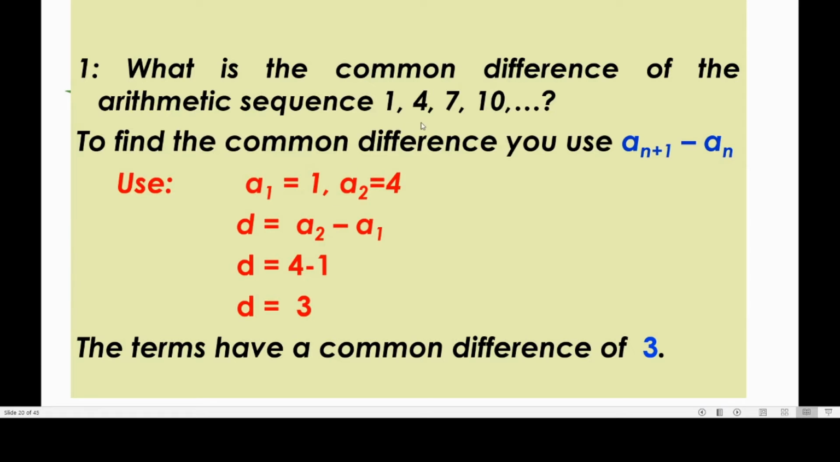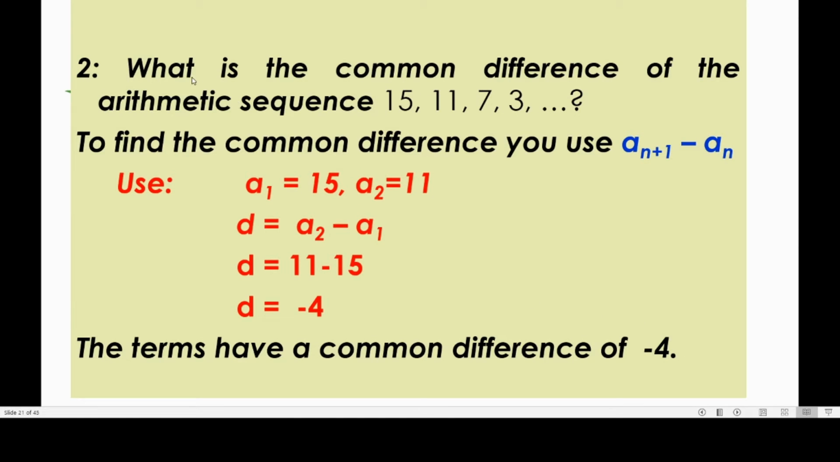This time, we're going to determine and find the common difference. What is the common difference of the arithmetic sequence 1, 4, 7, 10, and so on? For us to get the common difference, we need two consecutive terms. So we're going to use a sub 1 and a sub 2. a sub 1, or the first term, is 1, your second term is 4. So a sub 2 minus a sub 1 is equal to 4 minus 1, which is 3. Therefore, the terms have a common difference of 3.